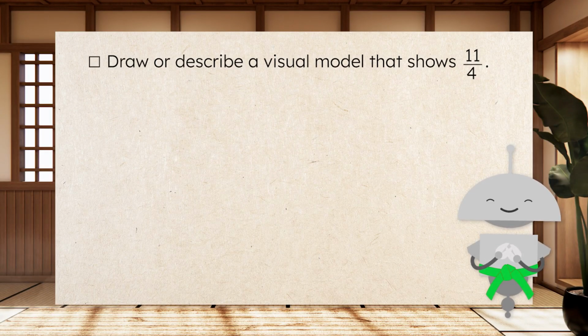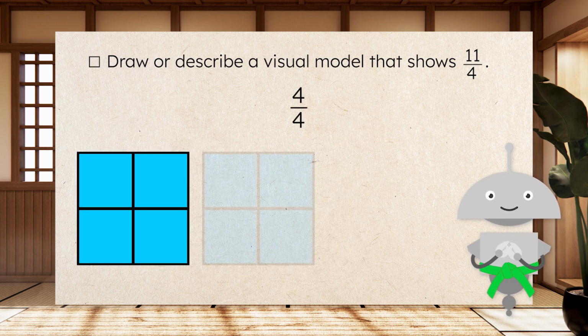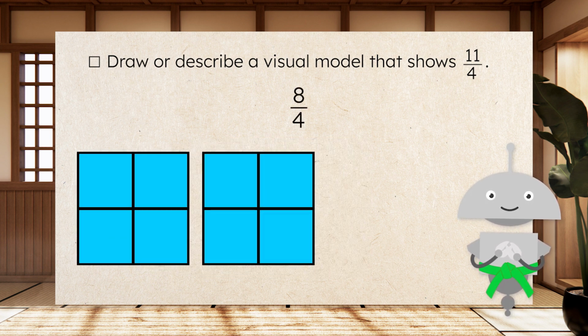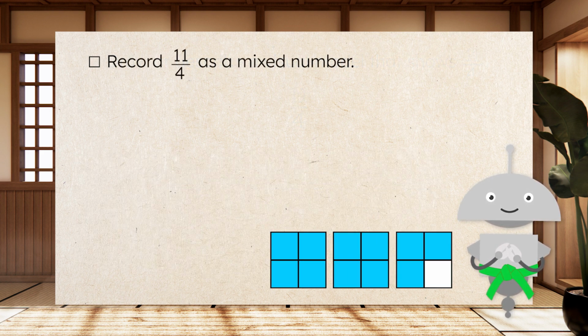We know we're working with fourths, so if we make a shape, break it into 4 equal pieces, and shade all the parts, that's 4/4. Another shape, that's 8/4. And one more with 3 shaded is 11/4. What mixed number is equivalent to 11/4? 2 3/4.